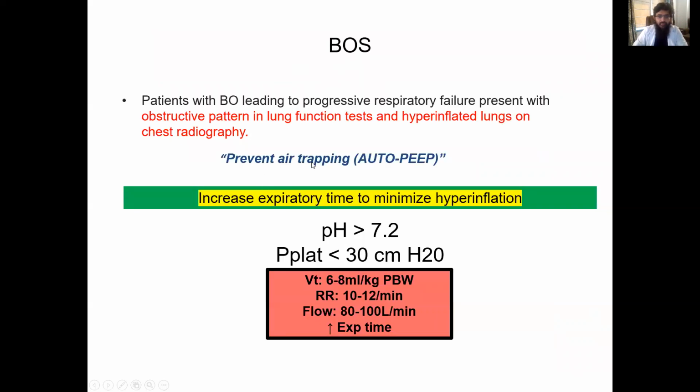Coming to bronchiolitis obstructive syndrome, we ventilate it like an obstructive airway pathology. We prevent air trapping and increase the expiratory time in such patients to minimize hyperinflation and secondary lung injuries. The target is again to keep CO2 such that the pH is above 7.2. We don't want normal PCO2. We want permissive hypercapnia because we don't want to give more rate, more tidal volume, and decrease the time for expiration. This is an example of setting in a patient: 6 to 8 ml per kg tidal volume, keep low rates, keep high inspiratory flows, so the inspiration is shortened and expiration is prolonged, and there's minimal air trapping.